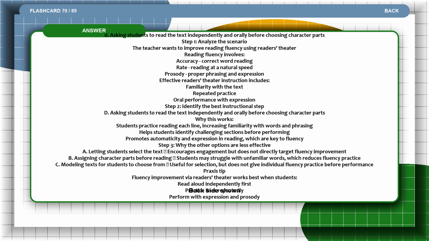Practice. C. Modeling texts for students to choose from. Right arrow: useful for selection, but does not give individual fluency practice before performance. Praxis tip: fluency improvement via reader's theater works best when students read aloud independently. First, practice lines. Repeatedly perform with expression and prosody.